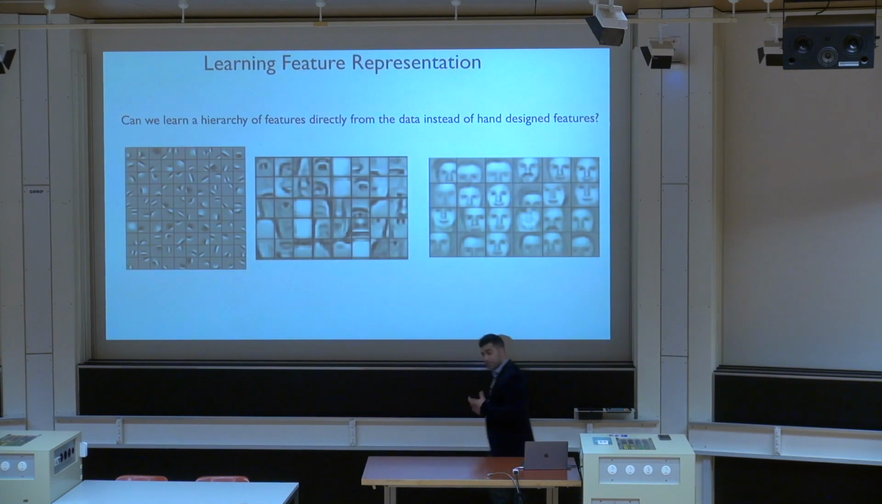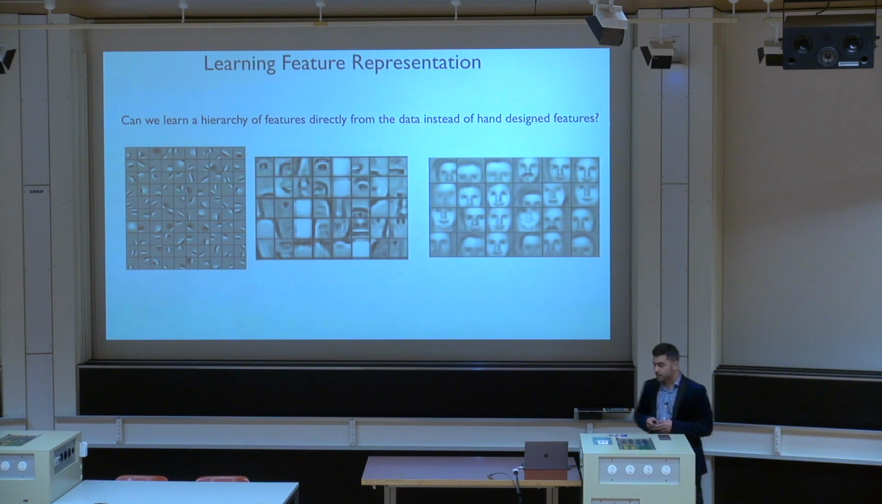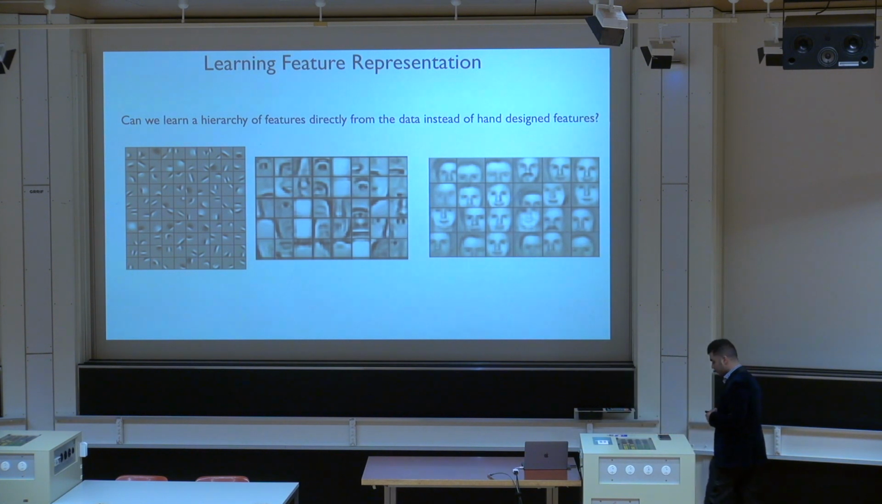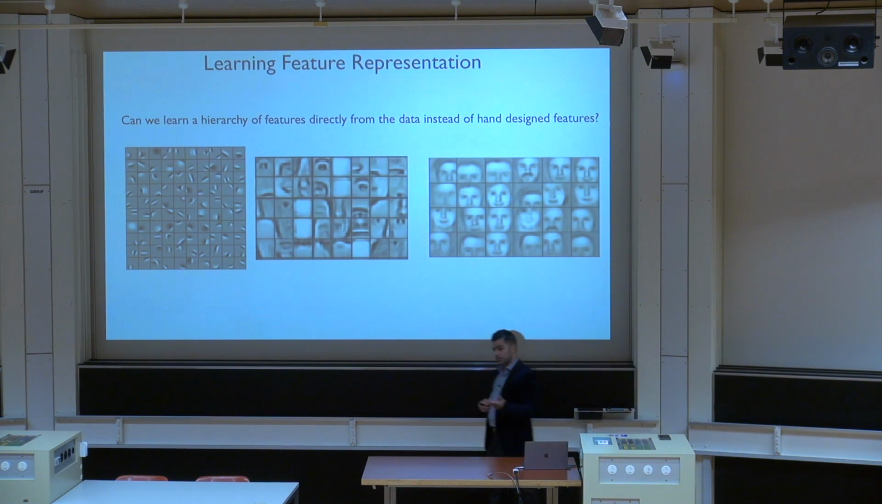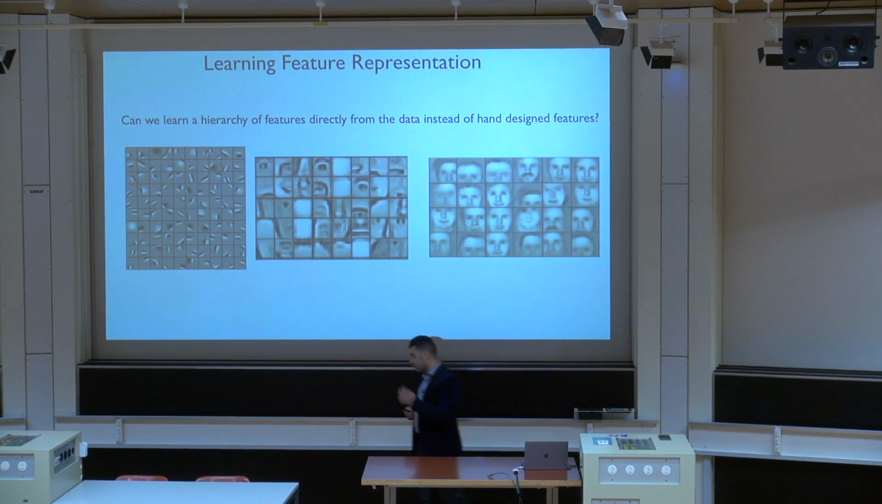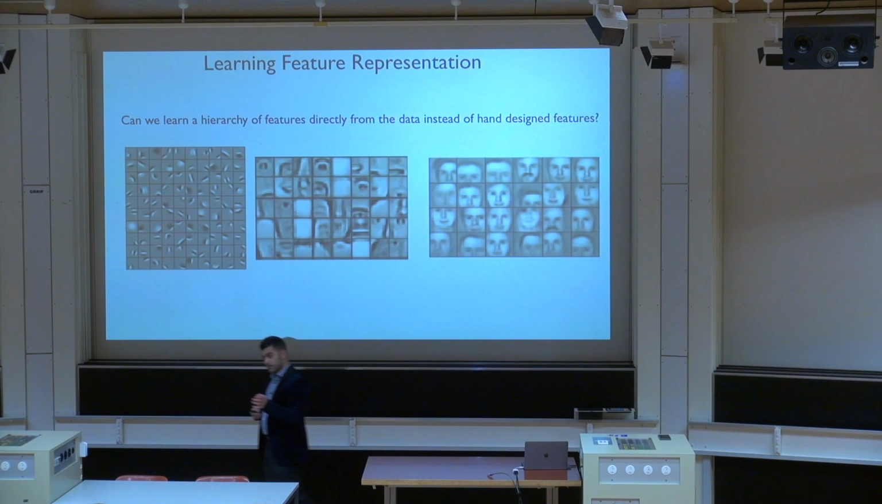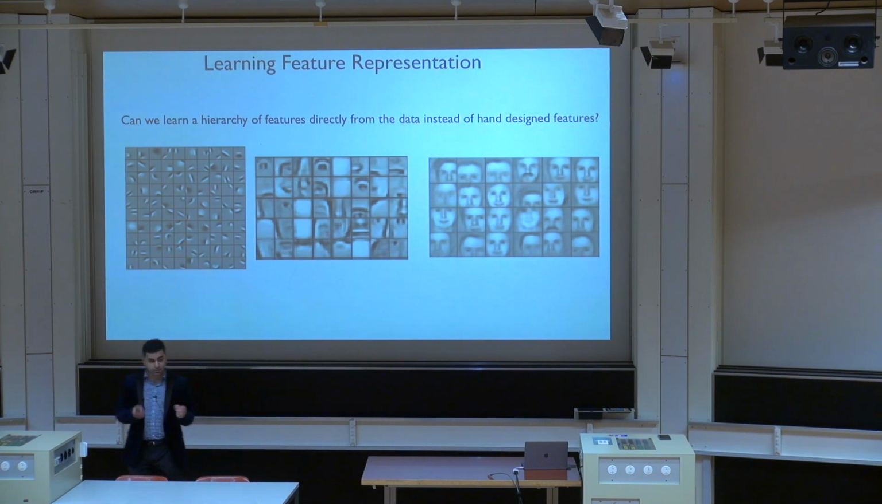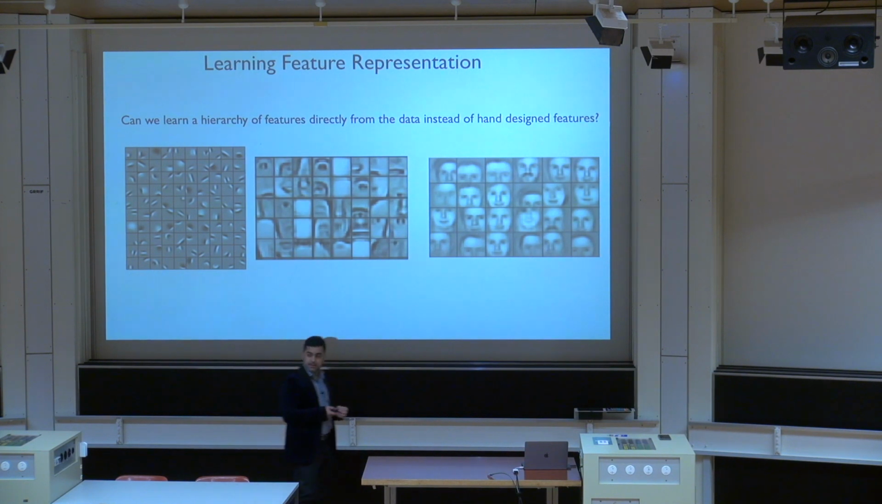The hypothesis is that using a neural network, any sort of neural network, either a convolutional neural network or a fully connected neural network, we can learn the hierarchy of the features directly from data without using any hand-designed features. So we want to get rid of those hand-designed features. We want to have an end-to-end learning pipeline to learn features directly from the data. And this is the idea of using neural networks.